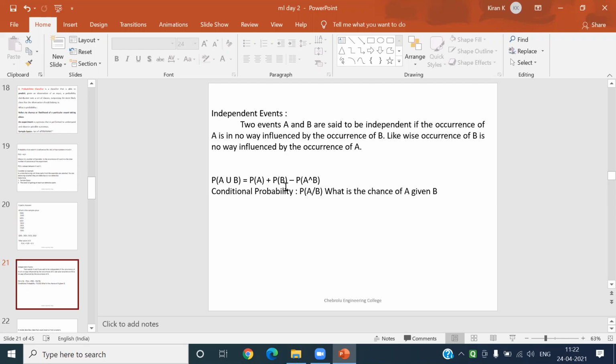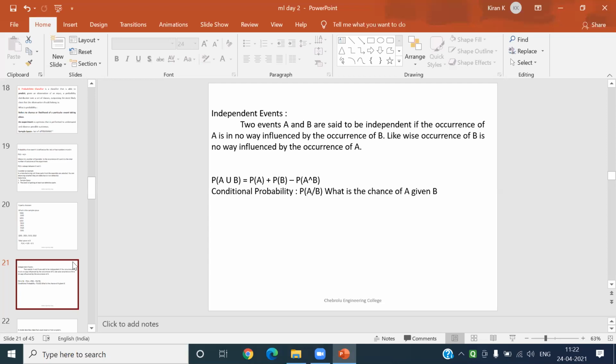Something like this. And now P of A union B is equal to P of A plus P of B minus P of A intersection B. All these things, you have to learn, my dear friends. This is very important. You have to learn.